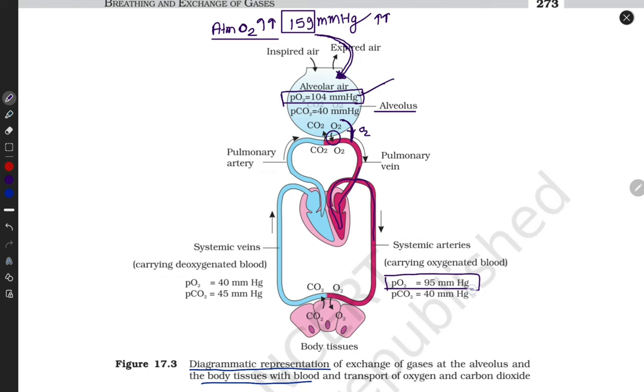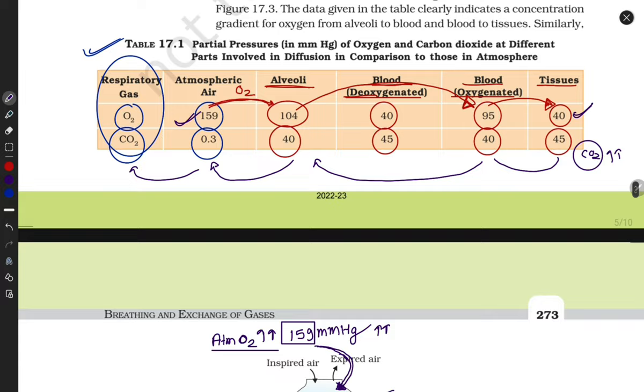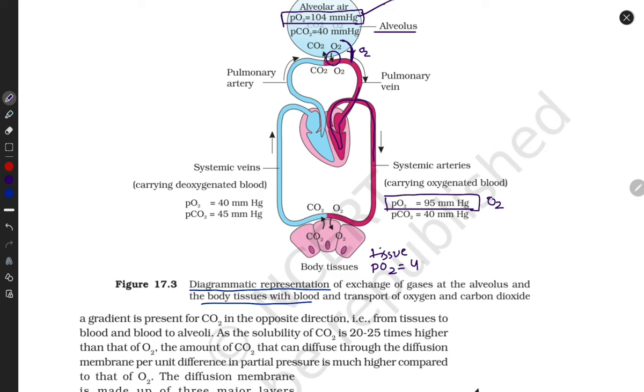And the tissue contains, look at here, what amount does the tissue contain? 40. Tissue contains a partial pressure of 40 mmHg. So where to where will oxygen move? Here is the level of oxygen in the arteries. Here is the oxygen level in the tissues. Where to where does oxygen move? High to low. So the aorta and arteries transport blood to all tissues, because tissue contains less oxygen and the arteries contain a high oxygen amount.